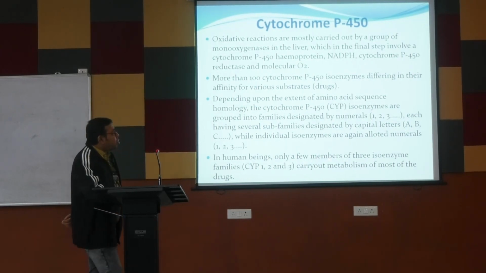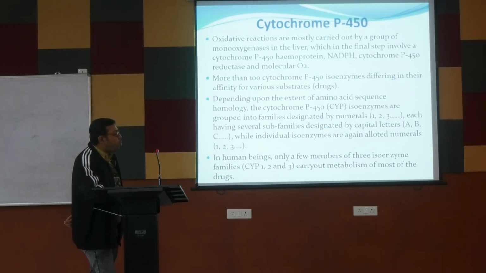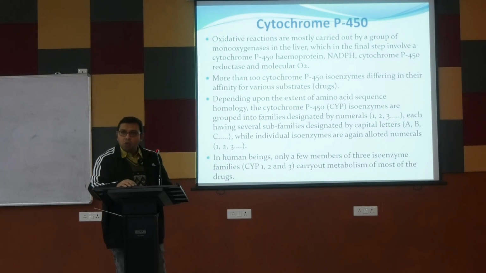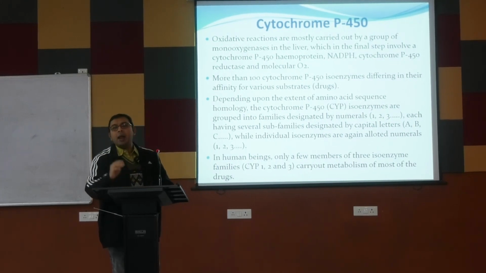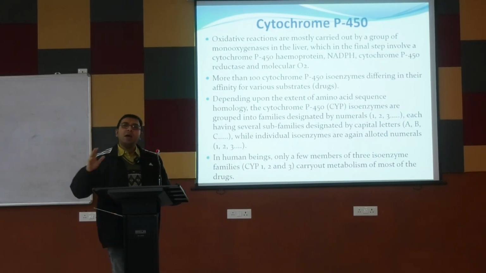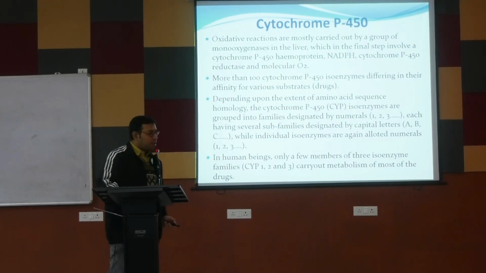Now in human beings, only a few members of the first three families, cytochrome 1, 2 and 3, mostly, up to 4 it can be used, carry out metabolism of most of the drugs. So remember, usually cytochrome 1 to 3 or 1 to 4 are needed for metabolism of xenobiotic drugs, and after 4 there are some cytochromes also present, 5, 6 etc., that are needed for metabolism of endogenous substances, not exogenous substances.